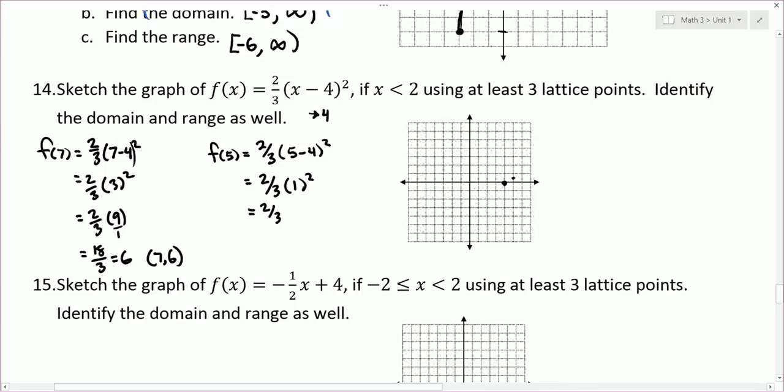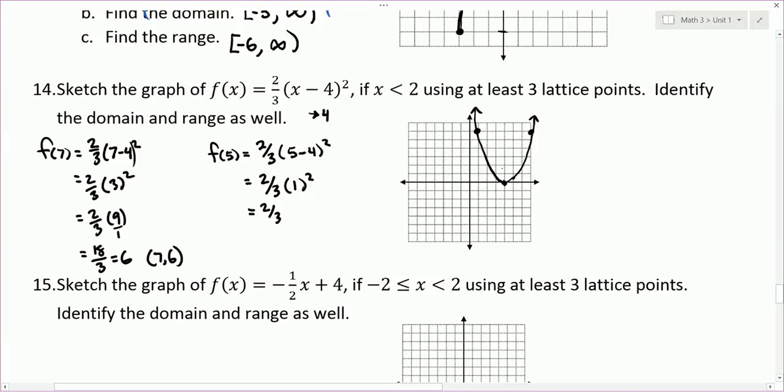So let's plot that. 4, 5, 6, 7, up 1, 2, 3, 4, 5, 6. And that's the right side of our graph. We're also going to go, because of symmetry, we automatically get that third lattice point at 1, 6.